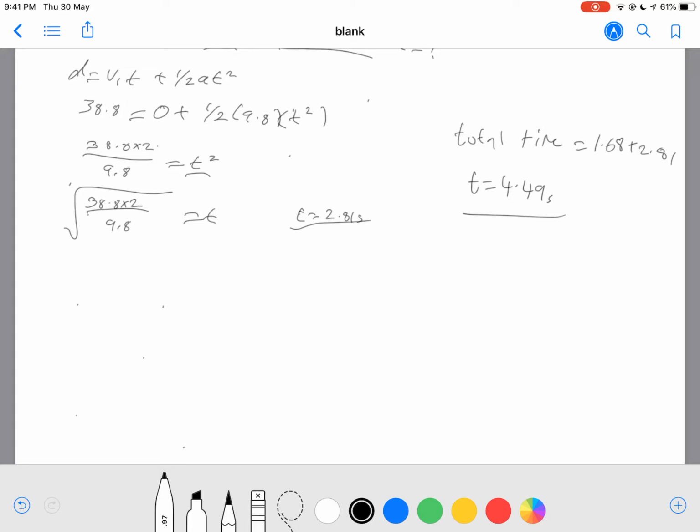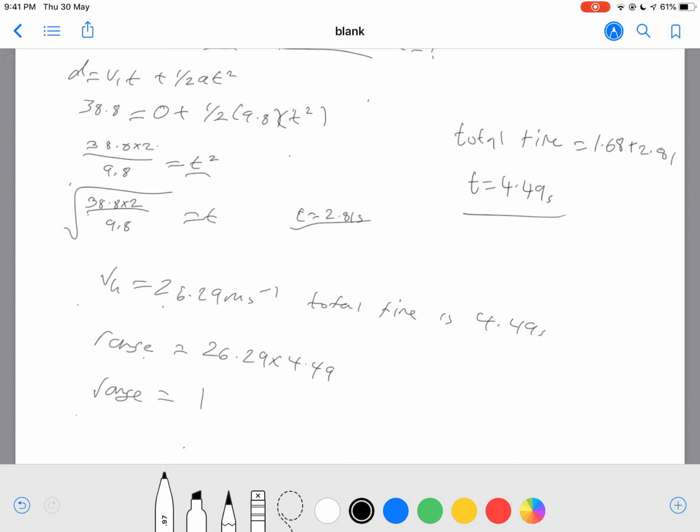Basically, we know our VH equals 26.29 meters per second, and we know our total time is 4.49 seconds. So range equals 26.29 multiplied by 4.49, and that's the horizontal distance traveled by John. 4.49 multiplied by 26.29 should give you 118.04. So range equals 118.04 meters.